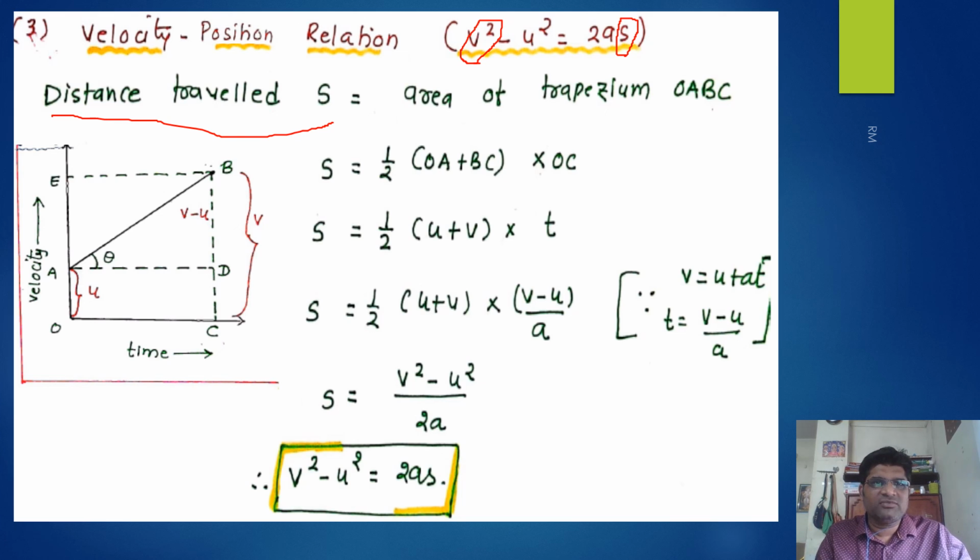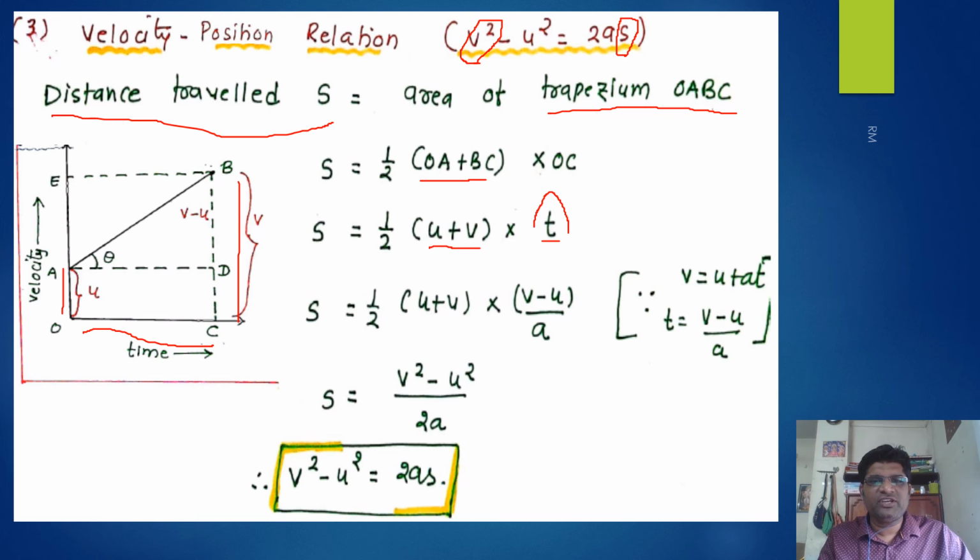But in the second case we went for the rectangle plus triangle. Here we will stick to the trapezium and find out the area of the trapezium. You know what is the area of a trapezium, right? So area of a trapezium is equal to half of the sum of parallel sides into the height. So the two parallel sides here are OA and BC. So it is half of OA plus BC into OC, which is your height, and that's your time interval. So OC is replaced by T, OA is replaced by U, and BC is replaced by V.